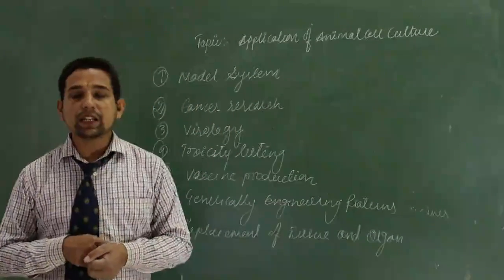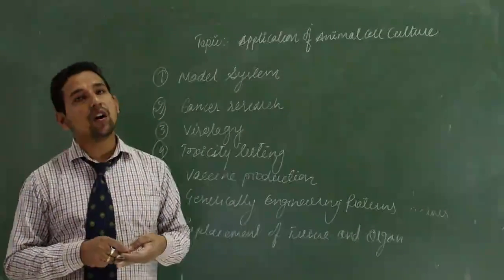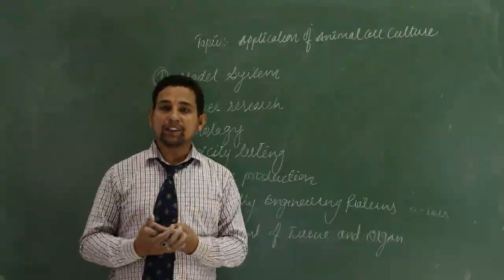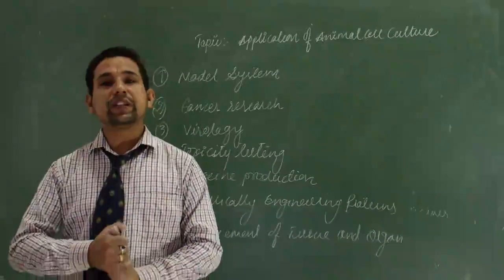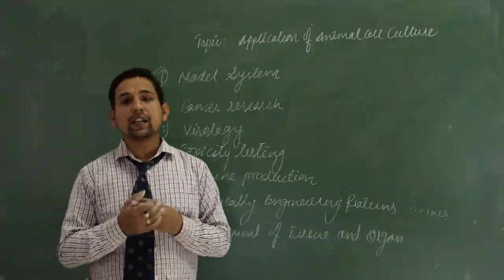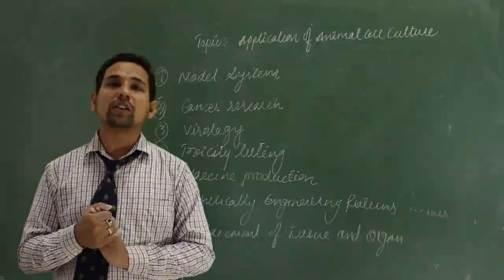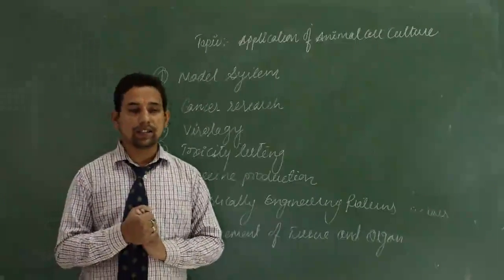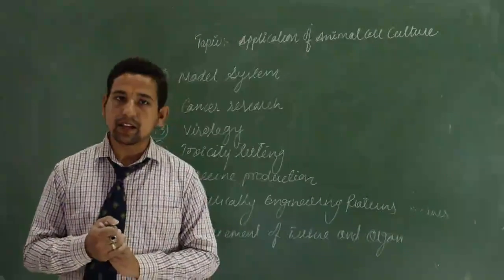So, animal cell culture can be used to replace tissue or organ. For example, artificial skin can be produced by using these techniques to treat patients with burns and ulcers. However, research is going on artificial organ culture such as liver, kidney and pancreas.